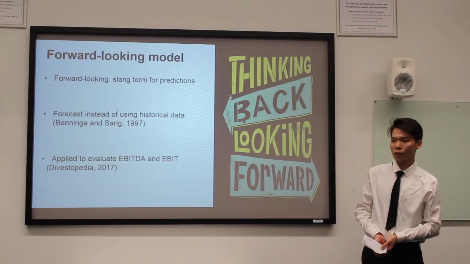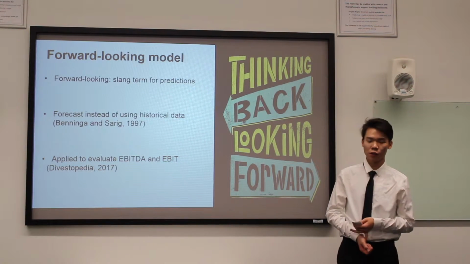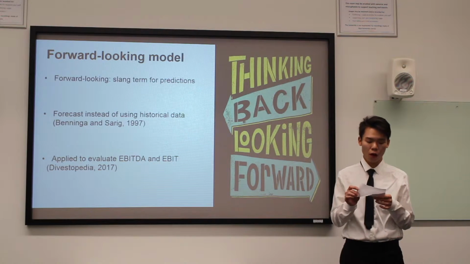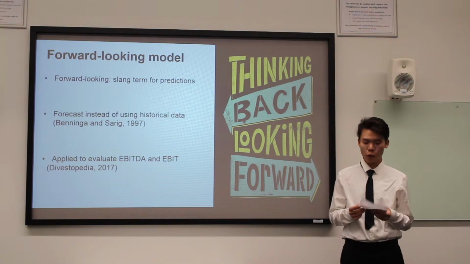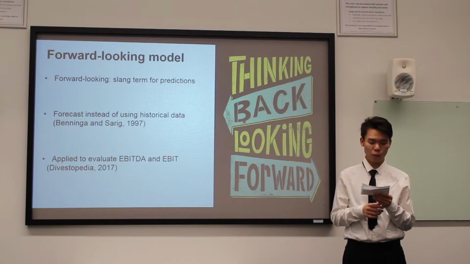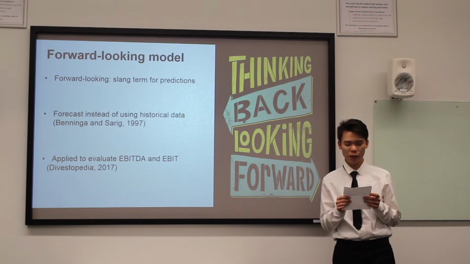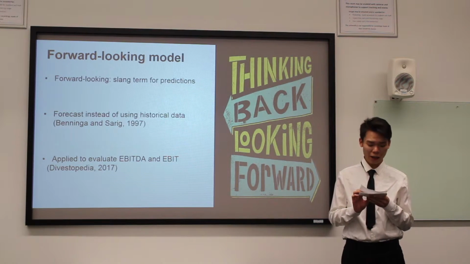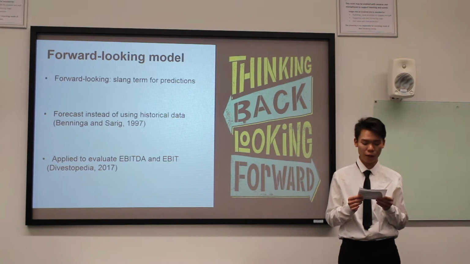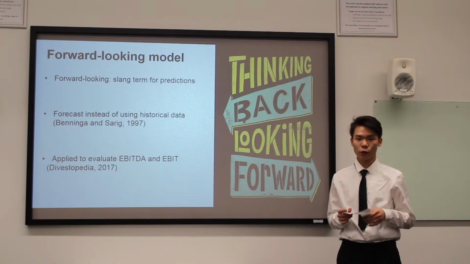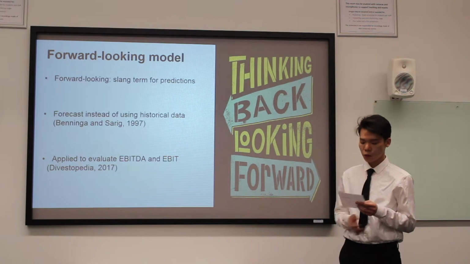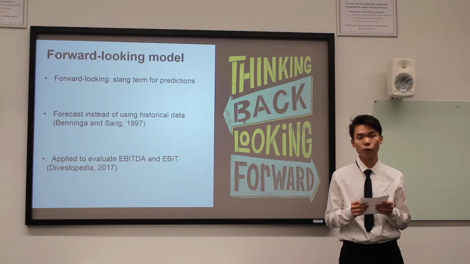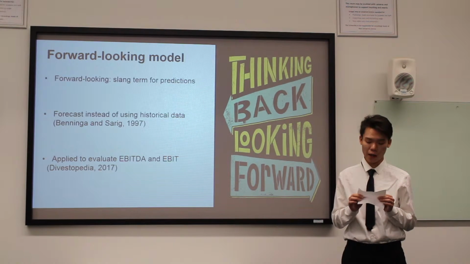Hi, I'm Seven. Besides what Vicky has mentioned, I would like to introduce some more valuation models which can also be used by analysts. The first is the forward-looking model. Forward-looking is the prediction of future business conditions. In 1997, theory indicated that the forward-looking multiplier refers to forecasting rather than evaluating historical data. According to Investopedia in 2017, the forward-looking model is normally applied by companies to evaluate next year's EBITDA.